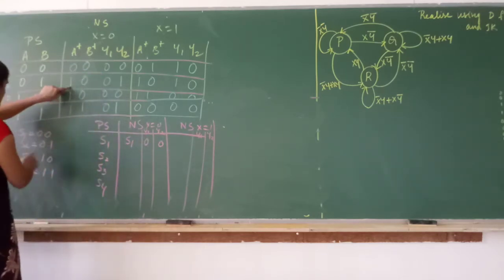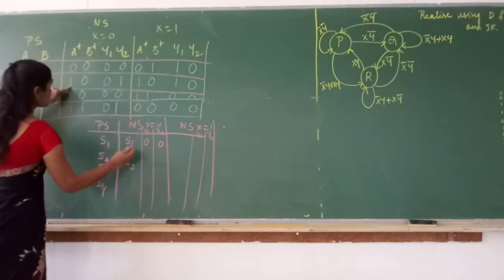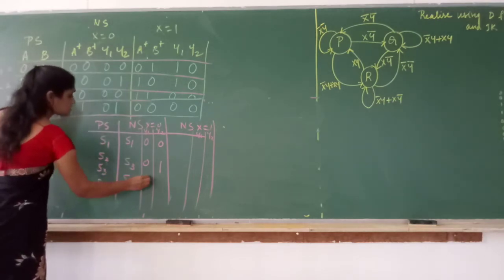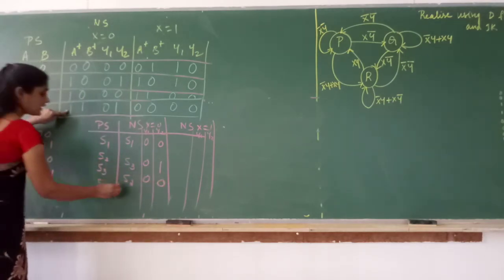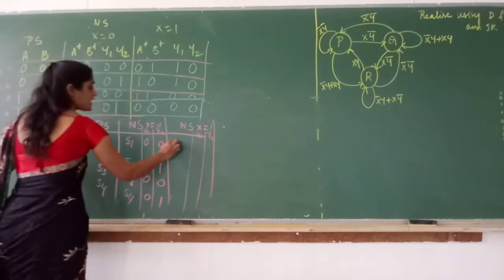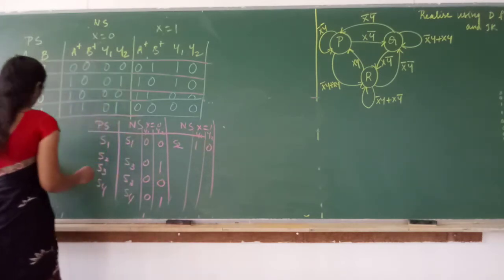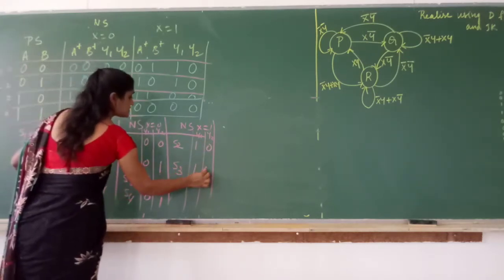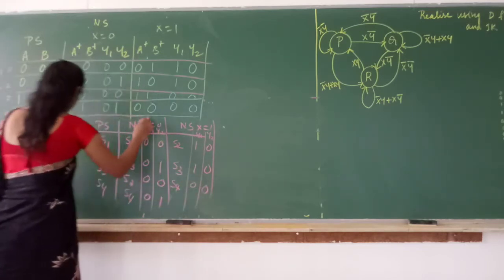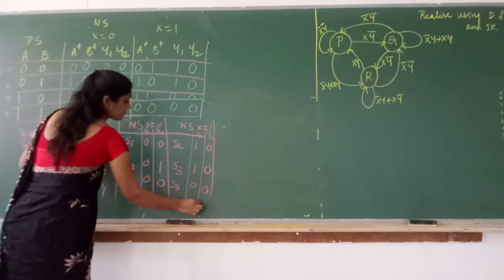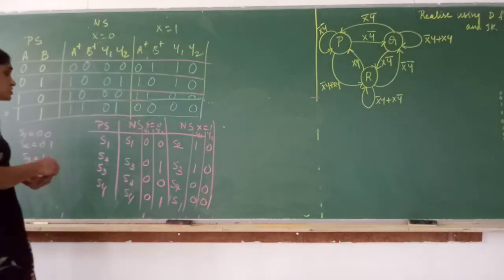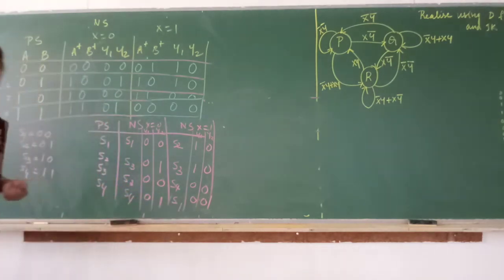Right? So now 1, 0 is S3, 0, 1. Then 1, 0, again S3, 0, 0. 1, 1, S4, 0, 1. Next 0, 1, S2, 1, 0. 1, 0, it is S3, 1, 0. 1, 1, it is S4, 0, 0. 0, 0, it is S1, 0, 0. So this is the state table. From this you can write the state diagram. Okay, hope it is clear.